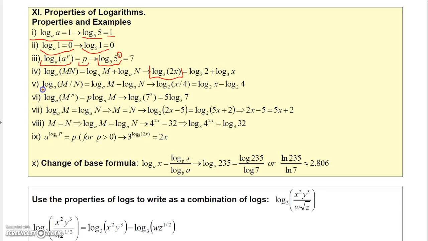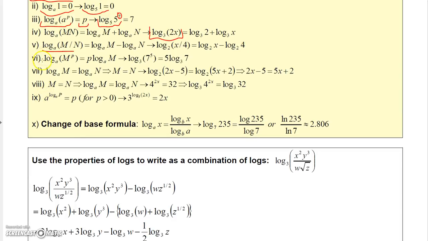And for a quotient, it works as a difference. So if I have the log of m over n, that's going to be the log of m minus the log of n, using the same base. So the log of x over 4 base 2 would be the log of x base 2 minus the log of 4 base 2. Now these are just ways you can write them if you need to.